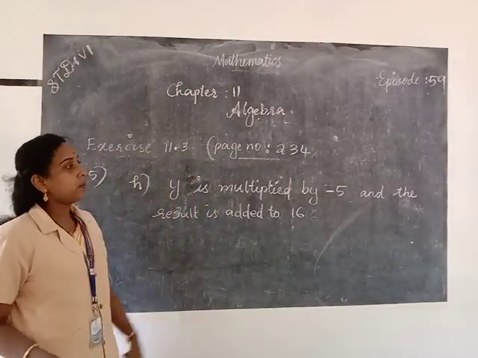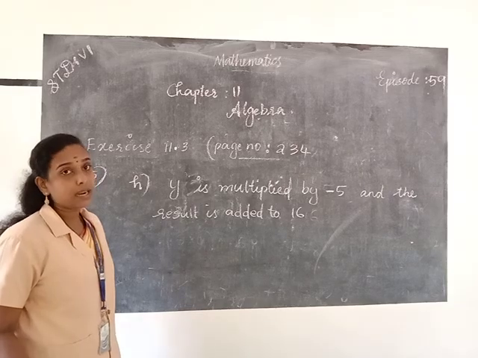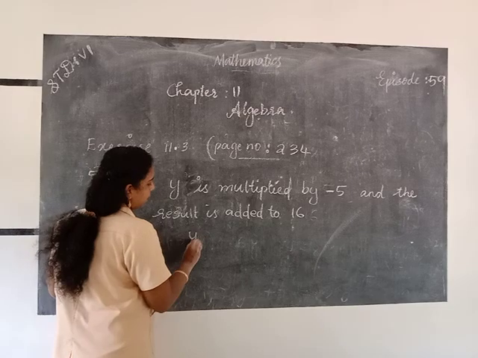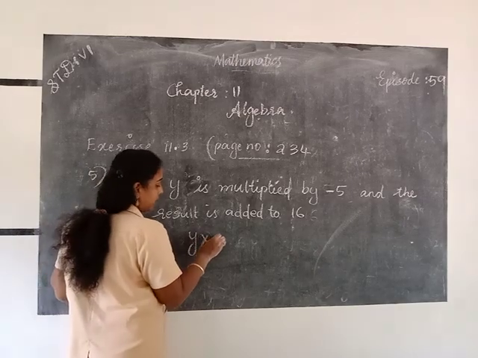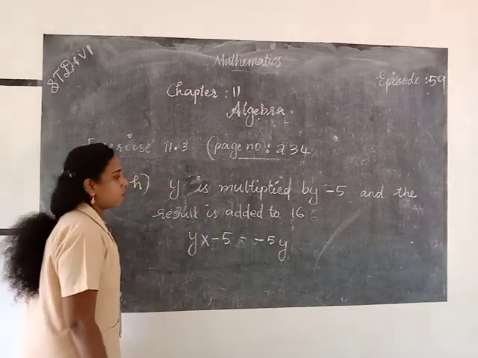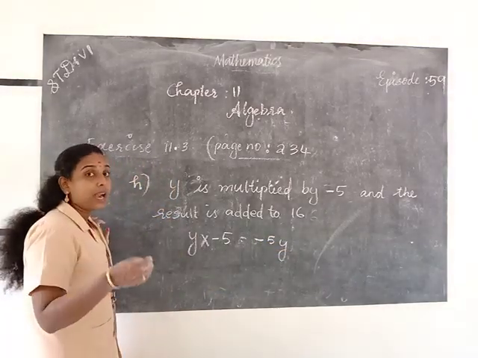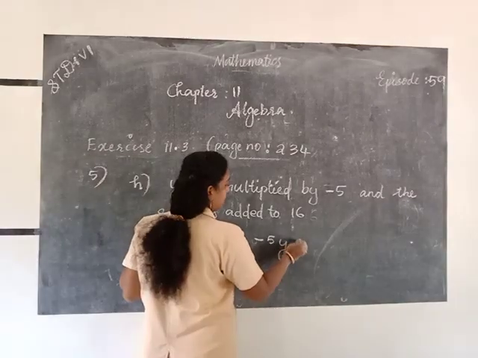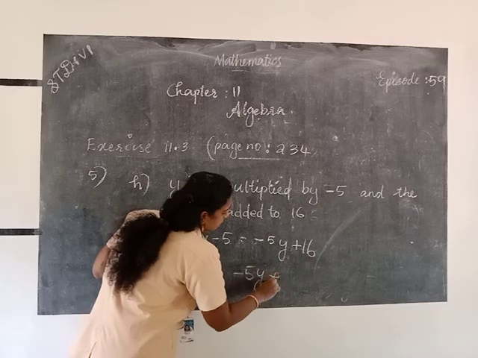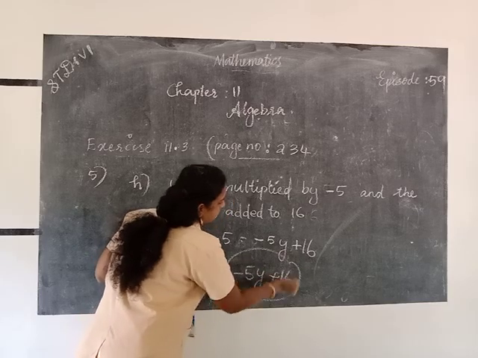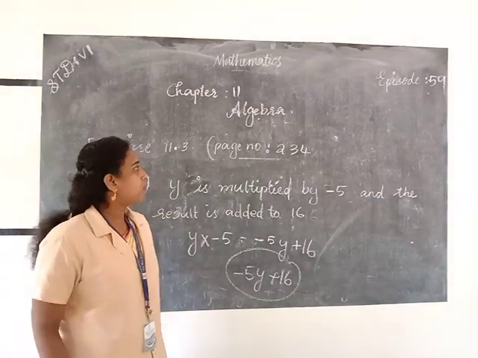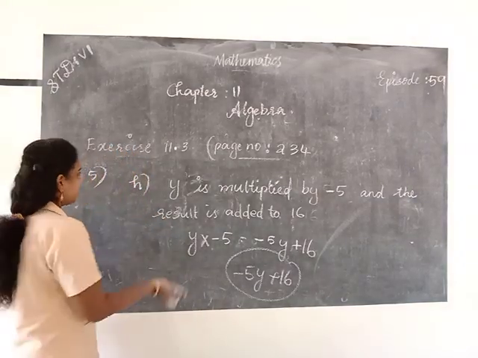Y is multiplied by minus 5 and the result is added to 16. So y into minus 5 is equal to minus 5y. And the result is added to 16. That is minus 5y plus 16. Okay, so these are the answers in your question number 5 and exercise 11.3. Then the next question.